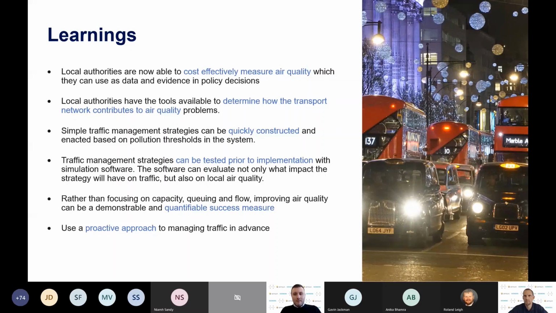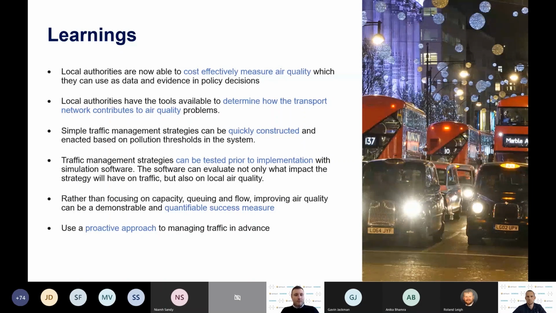So I think the key question now is, why have we done this, and what does that mean for a transport authority who is looking to improve the air quality in their town or city? And we've got a number of learnings from this project and the other projects that we've conducted around this as well. And the first is that transport authorities now are able to very cost effectively measure the air quality, which they can use then as data and evidence in policy decisions. No more do we have to rely on the odd base station to be able to make that decision on policy about whether we should be introducing a low emission zone, for example, or some other air quality policy.